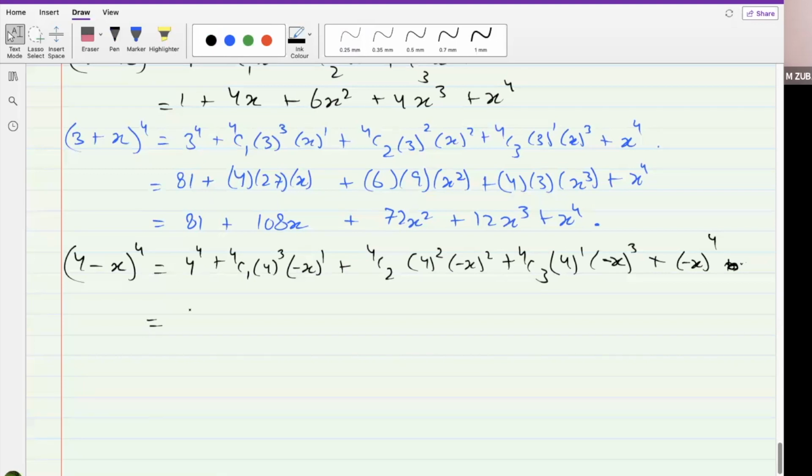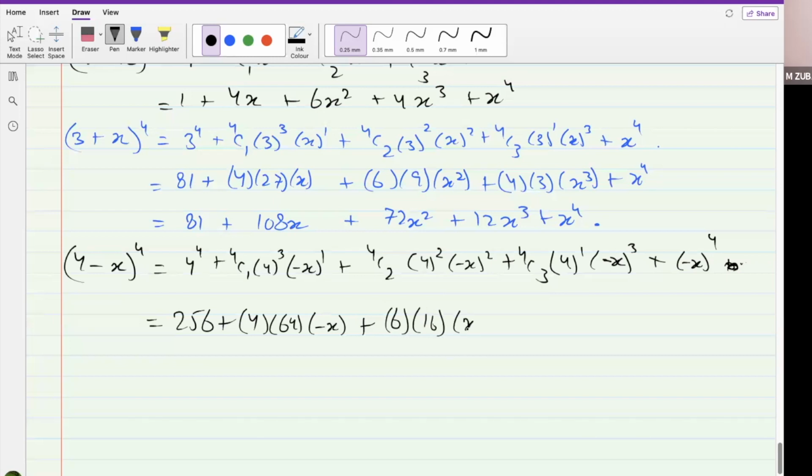So 4 power 4 is 256. 4C1 is right above us, that is 4 times 64 times negative x. Plus 4C2 is 6, into 4 squared is 16, into positive x squared. Then 4C3 is 4 times 4 into negative x cubed.